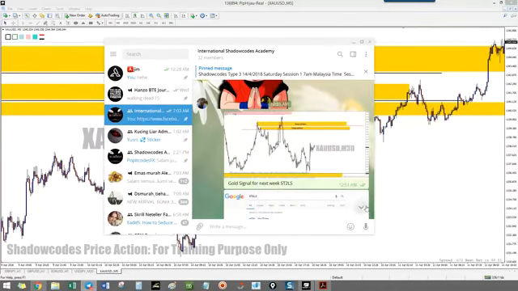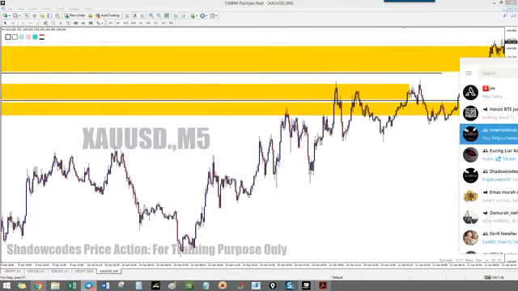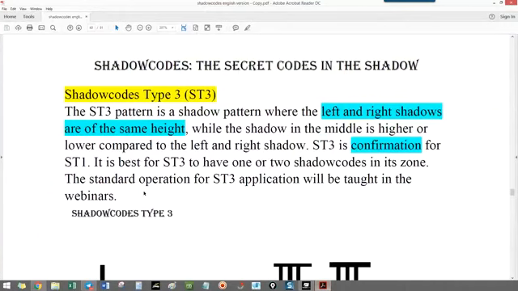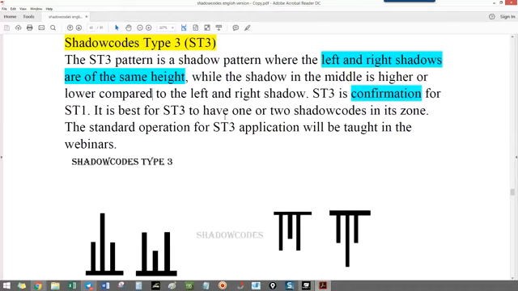Briefly on the previous topic, the ST2. What we're going to learn today is ST3, or Shadowcode Type 3. The Shadowcode Type 3 pattern is a shadow pattern where the left and right shadows are of the same height, while the shadow in the middle is higher or lower compared to the left and right shadows. ST3 is a confirmation for ST1. It is best for ST3 to have one or two shadow codes in its zone.